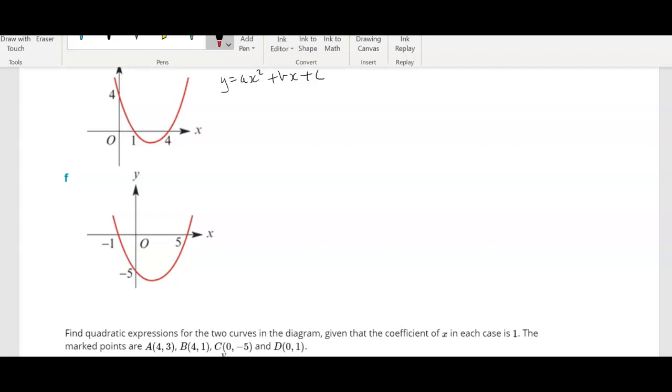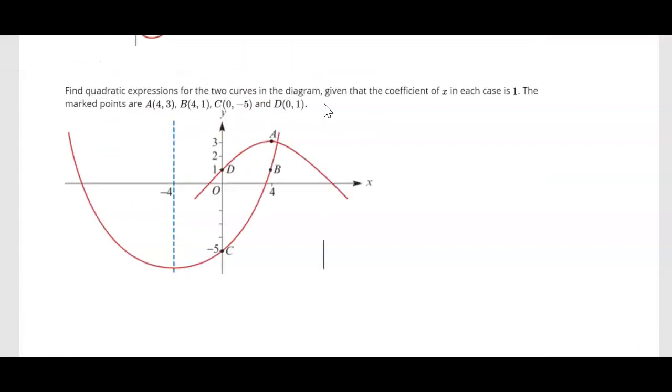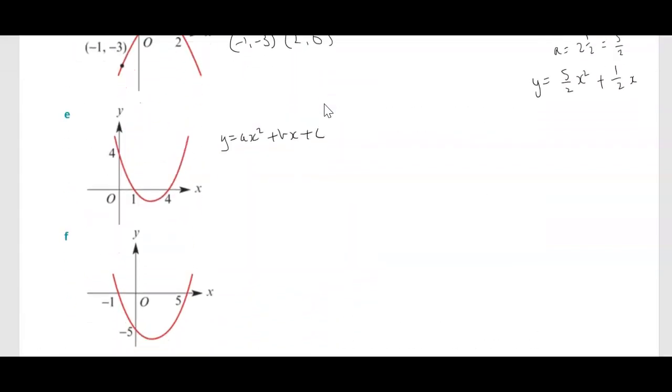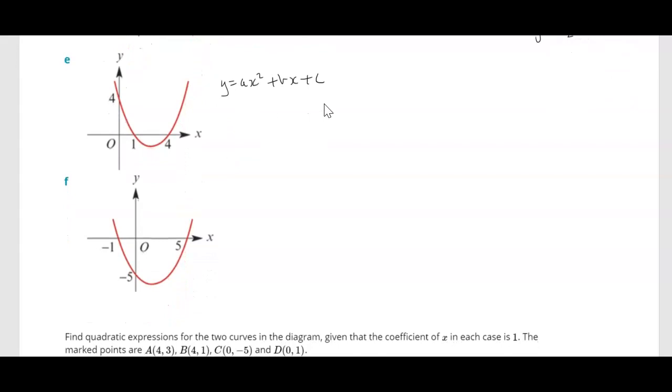All right, whereas for E and also for F, we haven't gone through the origin. Sorry, what am I doing? But I can see here that it's gone through the y-intercept at 4. So that means c is equal to 4. Okay, so c is your y-intercept. And the other 2 points, we've got 1, 0 and 4, 0.